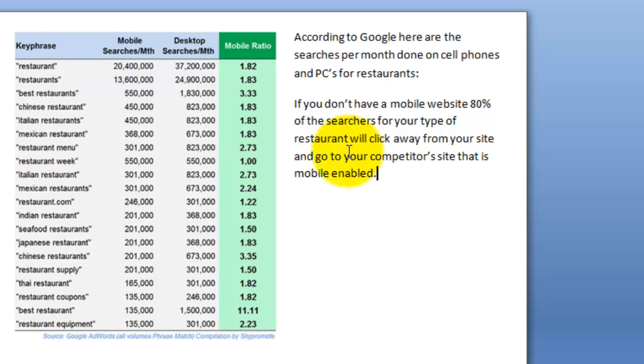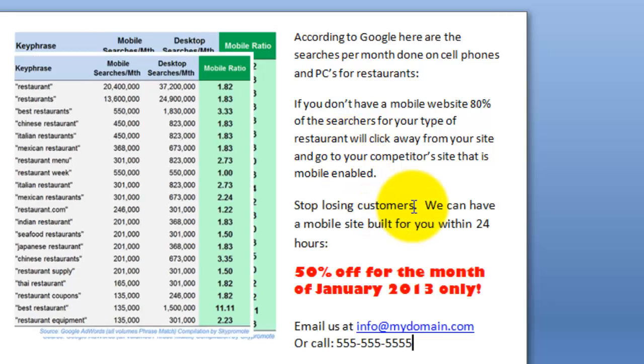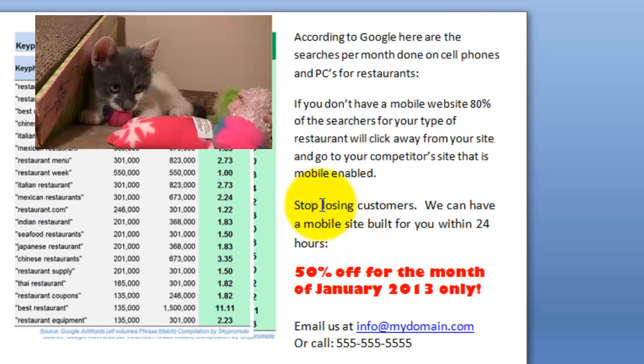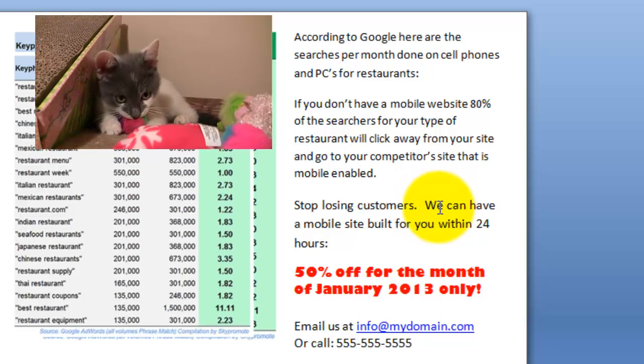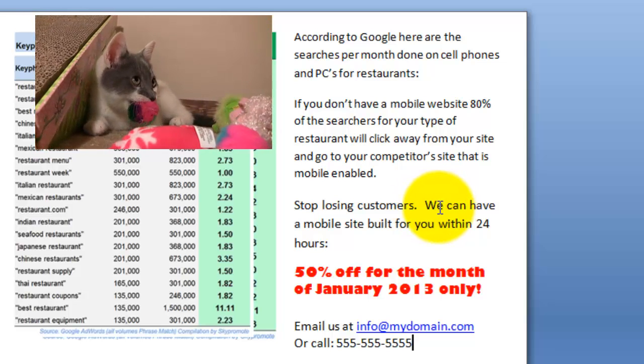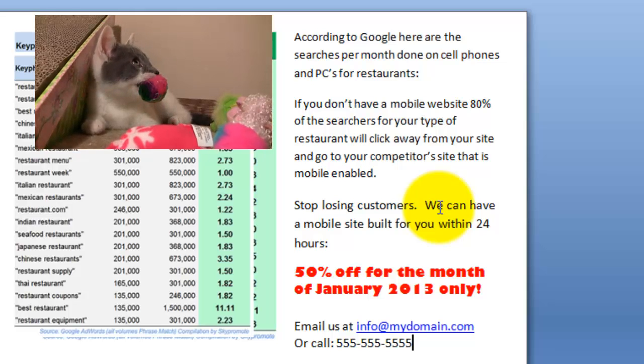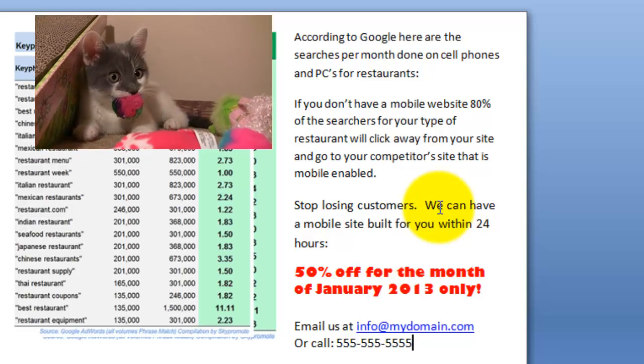Now we're going to write a little more here. It says, stop losing customers. We can have a mobile site built for you within 24 hours, 50% off for the month of January. Here's the contact information. What's wrong with this is I'm starting to show our whiskers, especially with the word we. This is starting to become about us. It's not about them, and what you want is for it to be about them.